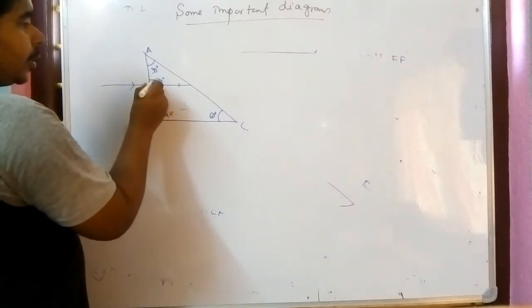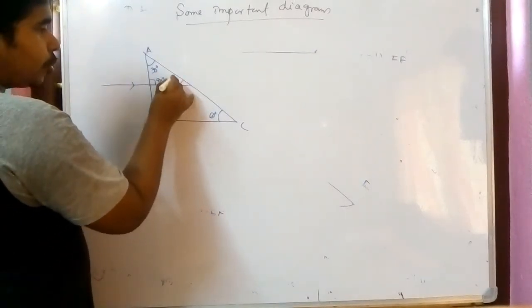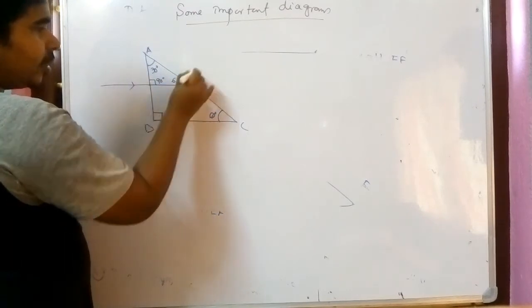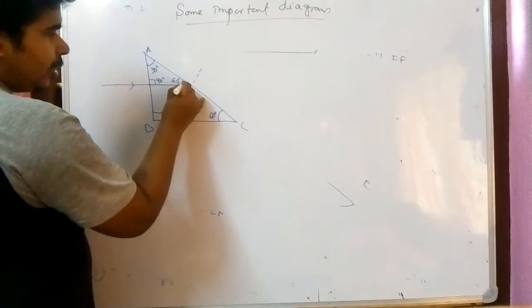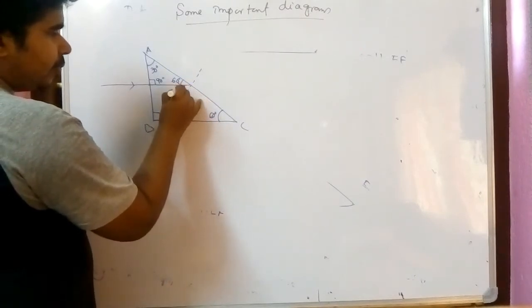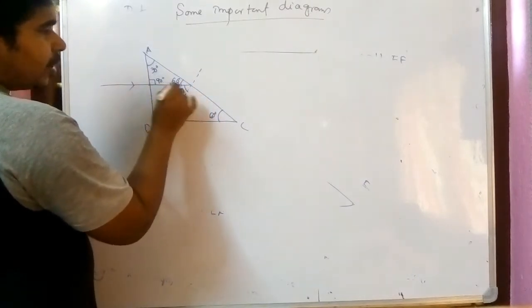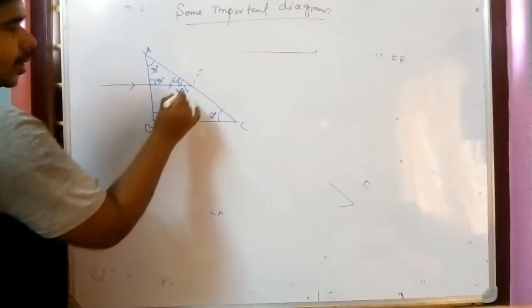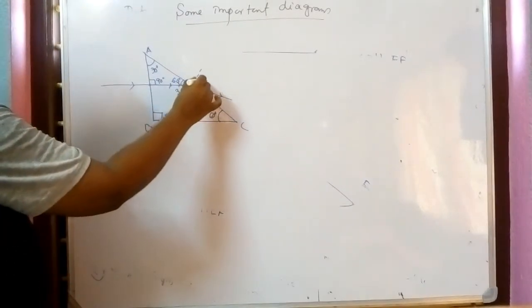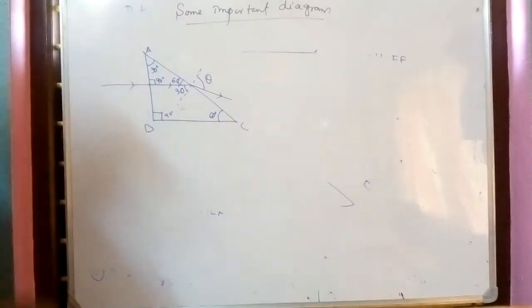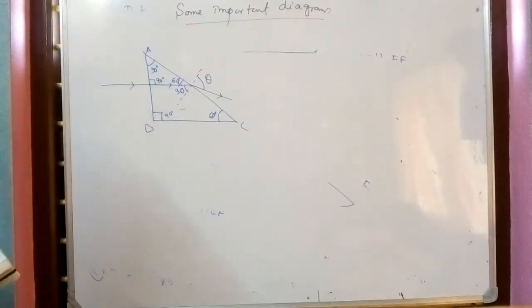And if it is 90-degree, it is 30-degree, so it should be 60-degree. We have to draw a normal here. So if it is 60, then it is 30. So the angle of incidence on the another surface, it is 30-degree. So it will move away. And that angle we cannot find out, we have to take it as theta. Okay, that we cannot find out.